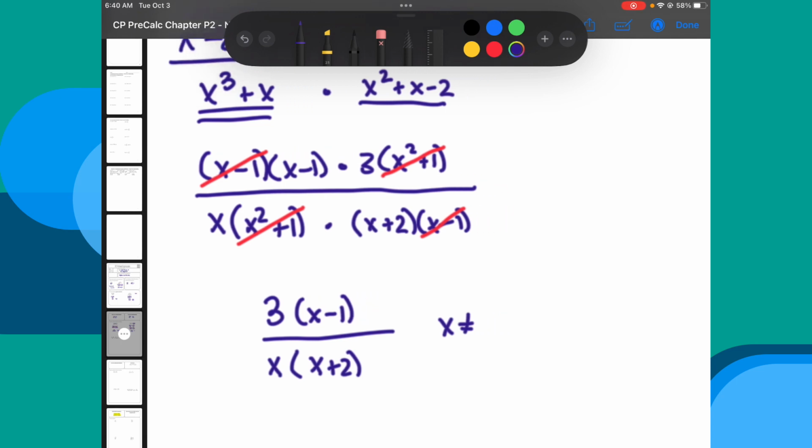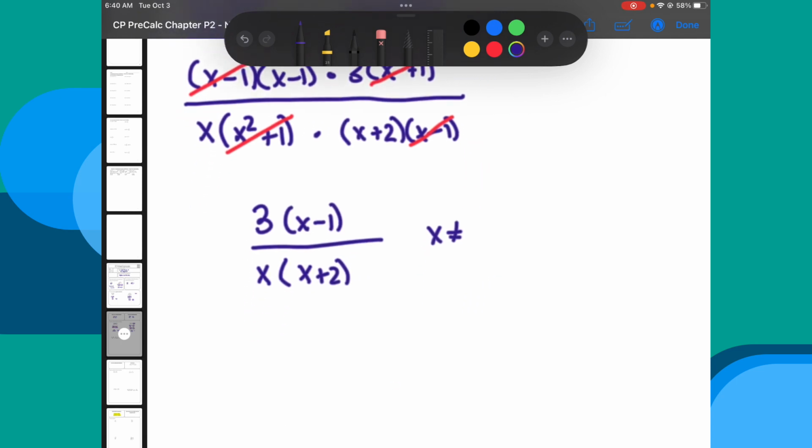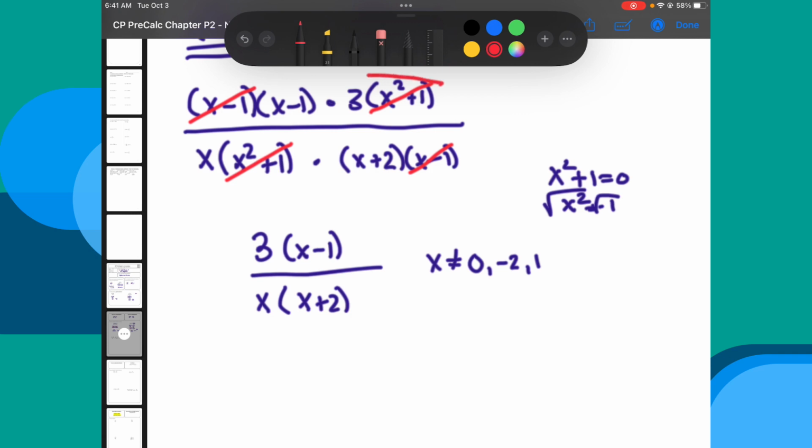When I'm stating my restrictions, I have to state them for all of our denominators, so x cannot be 0. We have x squared plus 1 is equal to 0, so we're going to solve that. And we get imaginary numbers, because when we take the square root of a negative, we get imaginary. So then we get -2 and then +1. We also need to make sure, because this was originally a denominator, that we take into consideration the restrictions for that denominator. They're the same as this other piece that canceled out in this particular example.